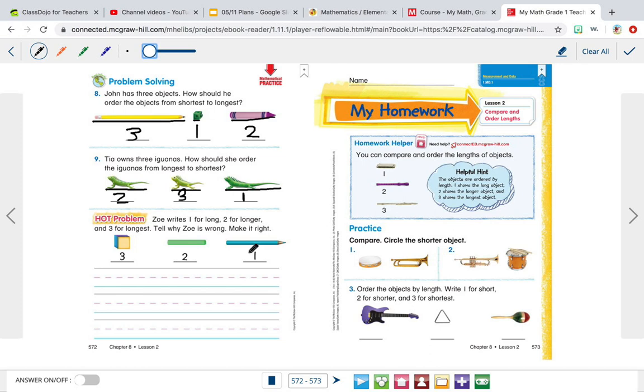So what I want you to do is, Zoe is wrong. So what you're going to do is you're going to X it out and put the right numbers that belong here. So we know that the cube is not longer than the tube right here, and the cube is not longer than the pencil. So Zoe said this is long, this is longer, and this is longest. The numbers seem mixed around. So fix these numbers, and tell me how you made it right.